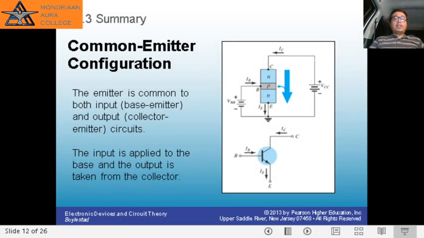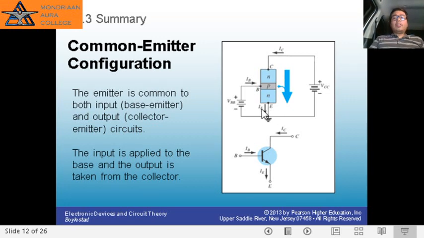And now we proceed to the common emitter configuration. Ito yung pangalawang configuration ng ating BJT. Kung mapapansin natin dito sa ating diagram, we have an NPN BJT. We have the emitter, the base, and the collector terminals or layers. Ang ating emitter ay direktang nakakonekta sa ground.